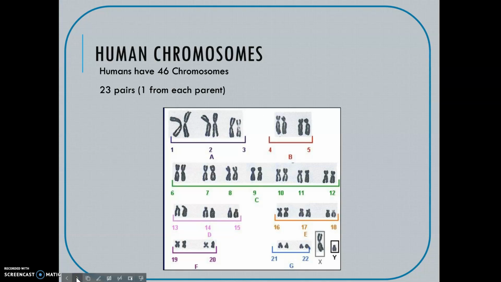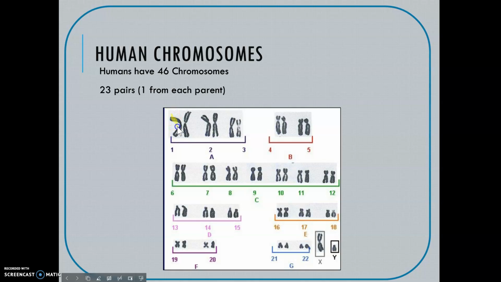So just for human interest, how many chromosomes do you have? Well, you've got 46 chromosomes, and you got 23 of them from mom and 23 of them from dad. And so this right here is a picture of all the different kinds of chromosomes that a human organism could have. And so I'll put a highlighter in here.